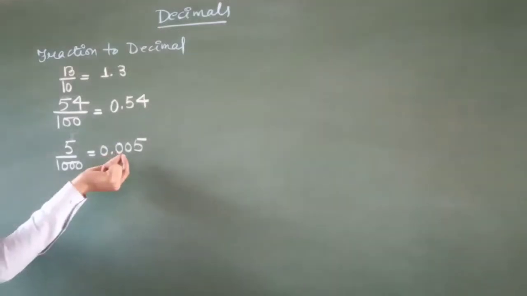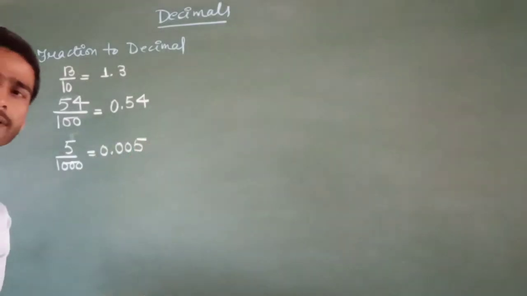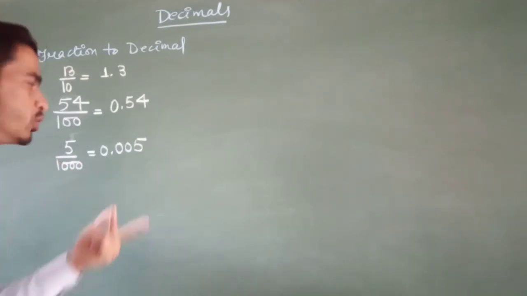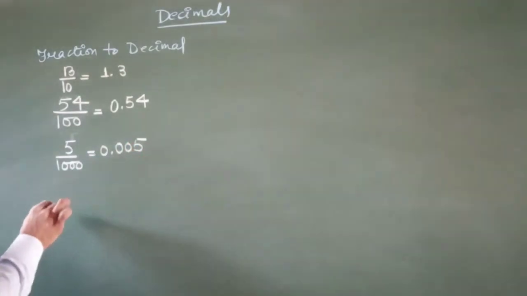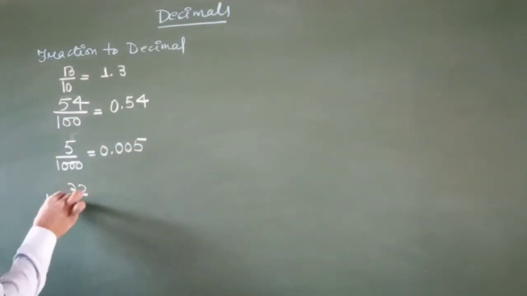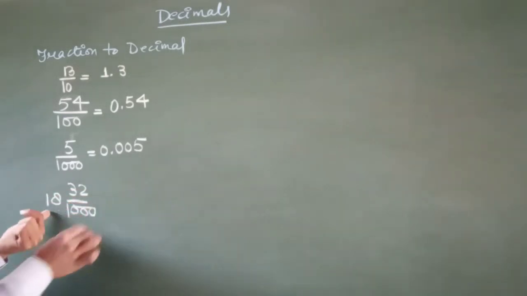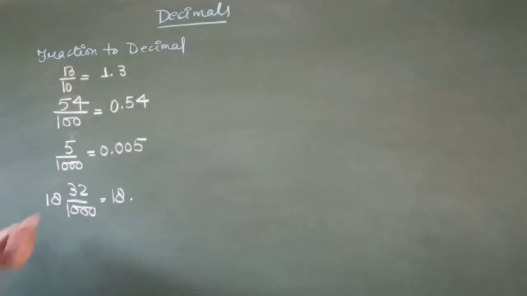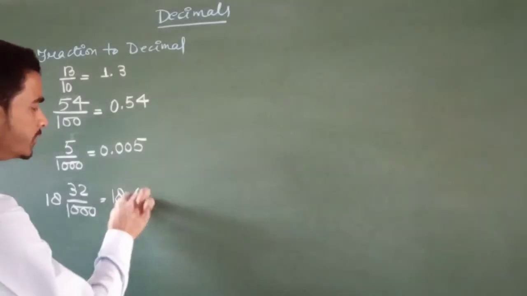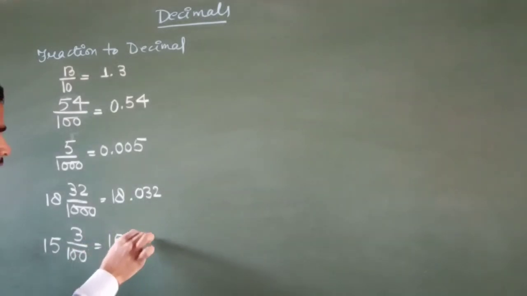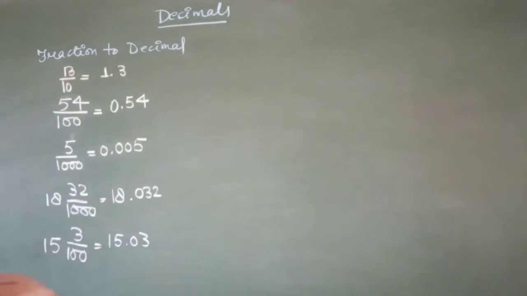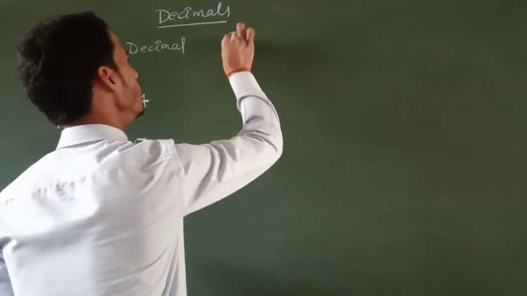And now if there are no digits, we have to use extra zeros. If there are no digits to fill, we can add extra zeros in this number. And now 18 whole 32 upon 1000. That will be 18 point, and 32 upon 1000 will be 0.032, so 18.032. Next example is 15 whole 3 upon 100, and that will be 15.03.